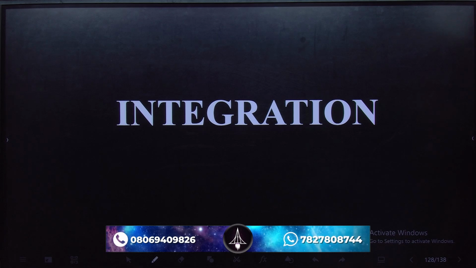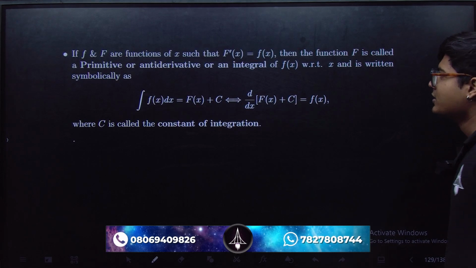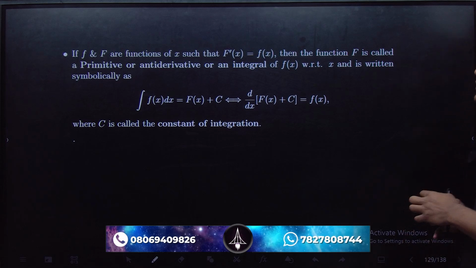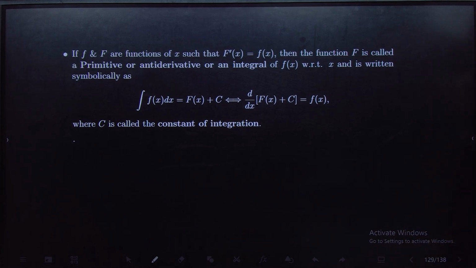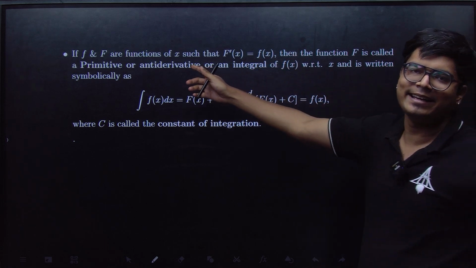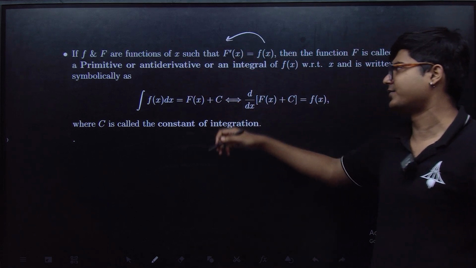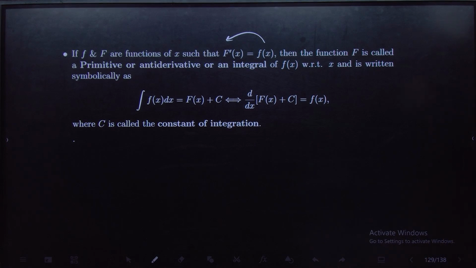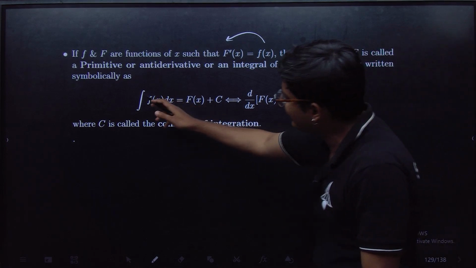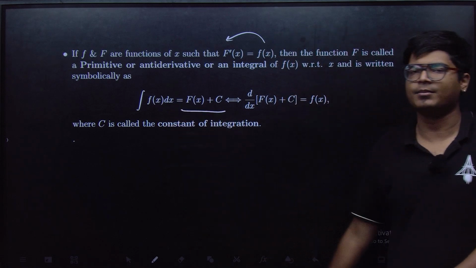Next chapter is integration again. It's a chapter where you just have to memorize formulas, okay? So what is the idea of integral? If you have two functions, small f and capital F, such that capital F prime is equal to small f, then the function capital F is known as the primitive or the antiderivative, right? Because it's a reverse process of differentiation. So it's called the primitive or the antiderivative or the integral of this function f, and it's written as integral of f(x) dx is capital F plus some constant, right?